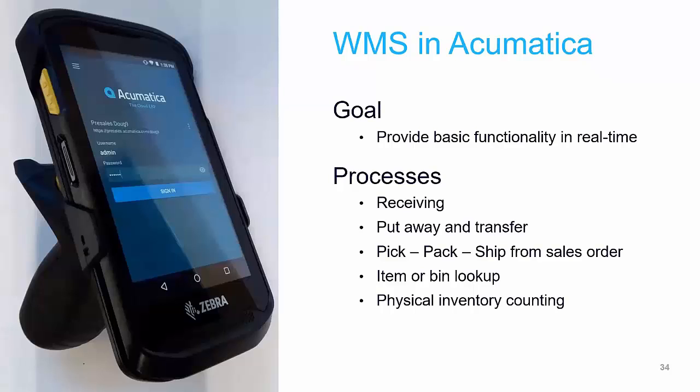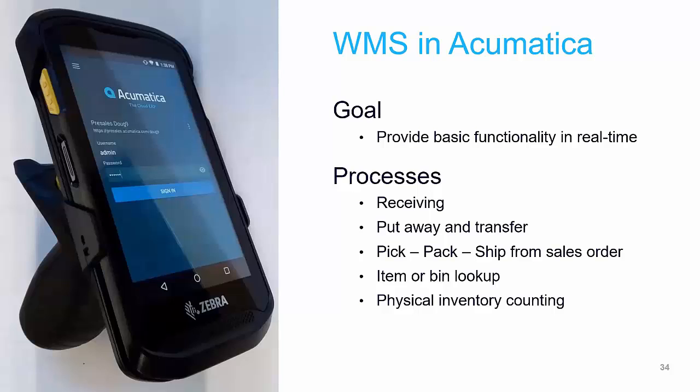One of the main areas of focus in 2019 R1 is the WMS feature, warehouse management. The benefit of the internal Acumatica warehouse management solution is that everything's in real time. The mobile device works with the database so that everything occurs the instant it's scanned and received. We've created a number of processes: automated receiving, put away and transfers, pick, pack, and ship.